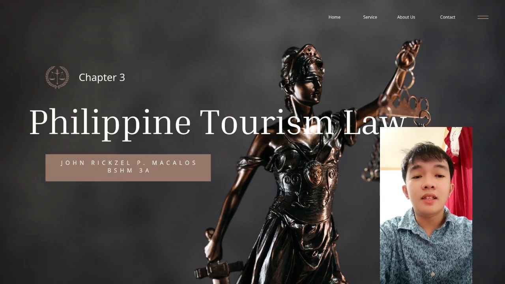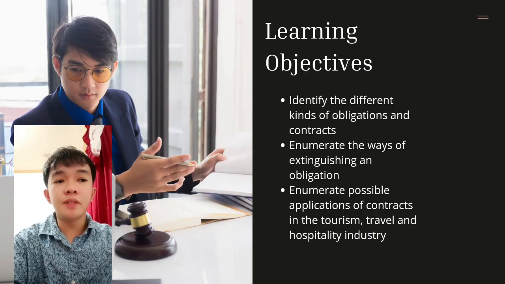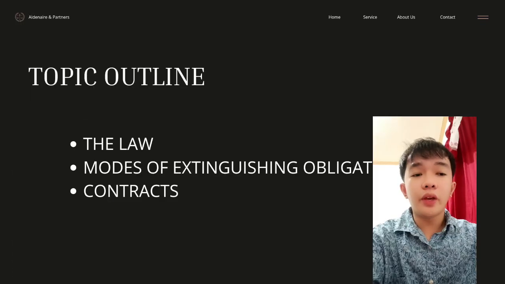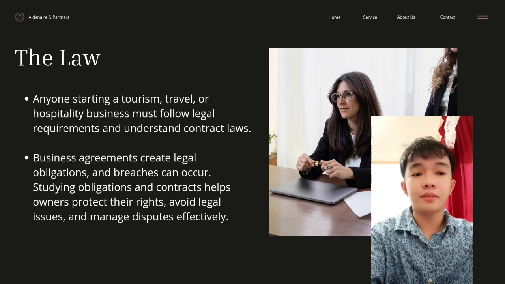For our learning objectives: identify the different kinds of obligations and contracts, enumerate the ways of extinguishing an obligation, and enumerate possible applications of contracts in the tourism, travel, and hospitality industry. For our topic outline, we have the law, modes of extinguishing obligation, and contract.